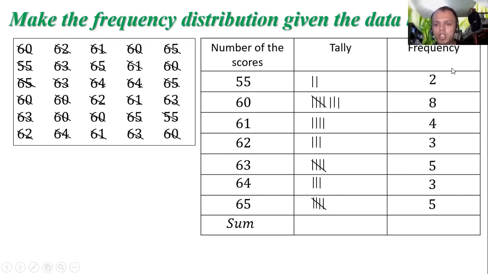All in all, let's add: 2 plus 8 is 10, plus 4 is 14, plus 3 is 17, plus 5 is 22, plus 3 is 25, plus 5 is 30. So all in all, we have 30.